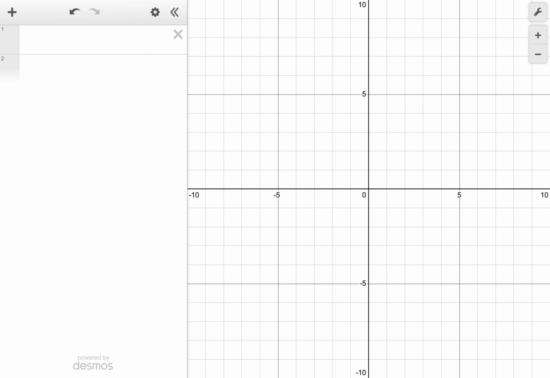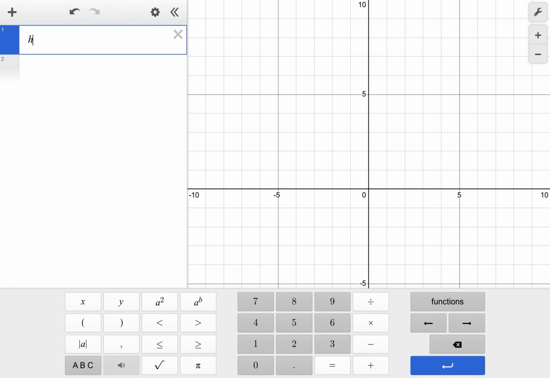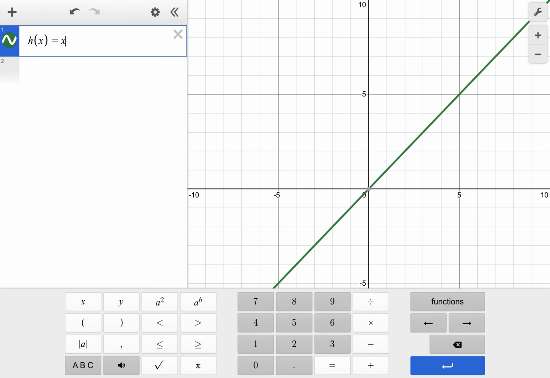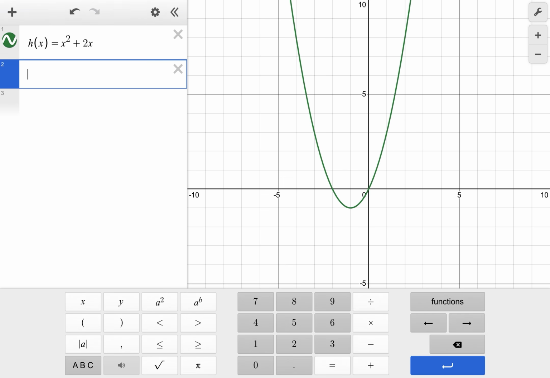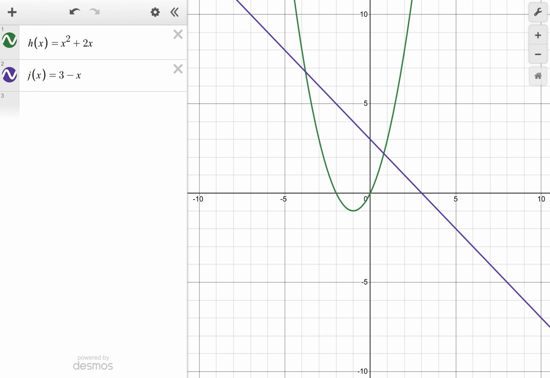So let's say you have the function h of x equals x squared plus 2x. And then you have another function j of x which equals 3 minus x. Now, let's say Desmos is asking you to find the value of h of j of 5. You might not know how to do that necessarily, and it is okay if you forgot. It is something you should definitely know. You should definitely know what composite functions are.